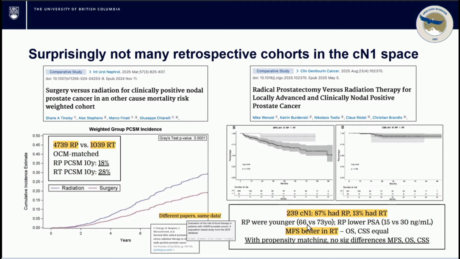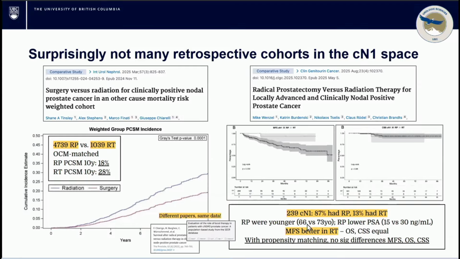On the left is a Kaplan-Meier curve from Tinsley and colleagues in 2025, who undertook an other-cause mortality weighted analysis based on SEER data of almost 5,000 clinically node-positive patients getting RP and about 1,000 node-positive patients getting RT. With their weighting of other-cause mortality, they found that at 10 years, the RP patients had a risk of about 18% for prostate cancer-specific mortality, and the RT patients had nearly 28% risk, so 10% worse risk.